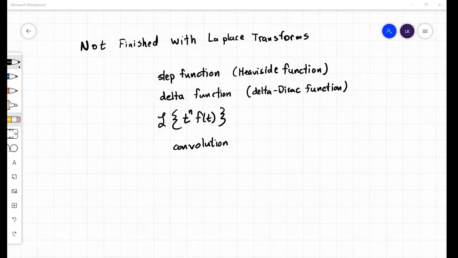Okay, so we're not finished with finding formulas for the Laplace transforms of various functions. We still need to look at a step function or Heaviside function, a delta function, the Dirac delta function. We want to know how to find the Laplace transform of t to the n times some function, maybe the Laplace transform of convolutions. But I think we've learned enough Laplace transforms to be able to do some examples of solving differential equations using Laplace transforms. So let's do that.